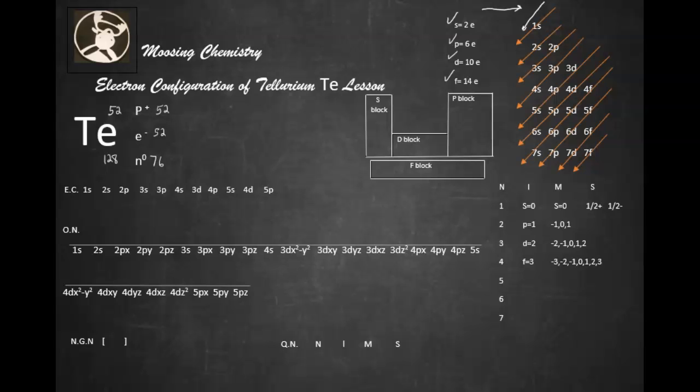1s2, 2s2, 2p6 and 3s2, 3p6 and 4s2, then 3d10, 4p6, 5s2.